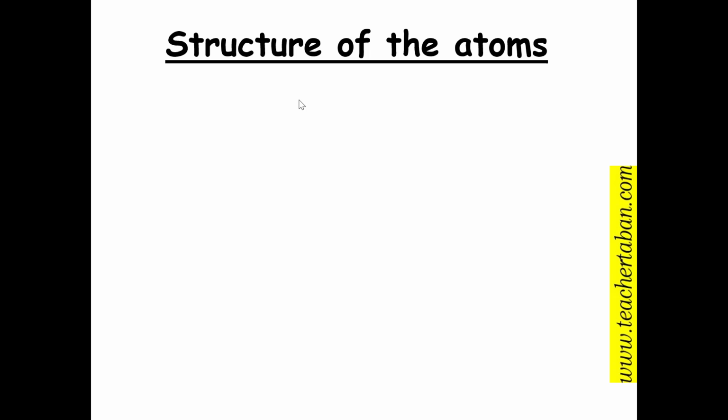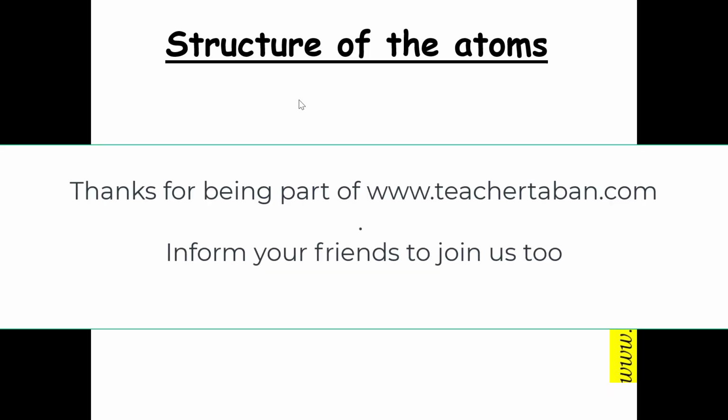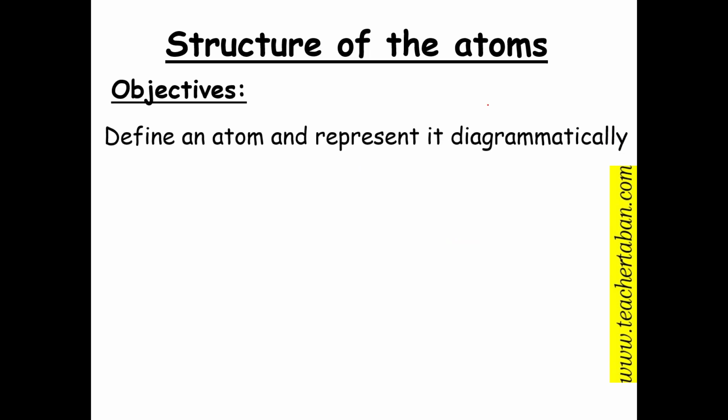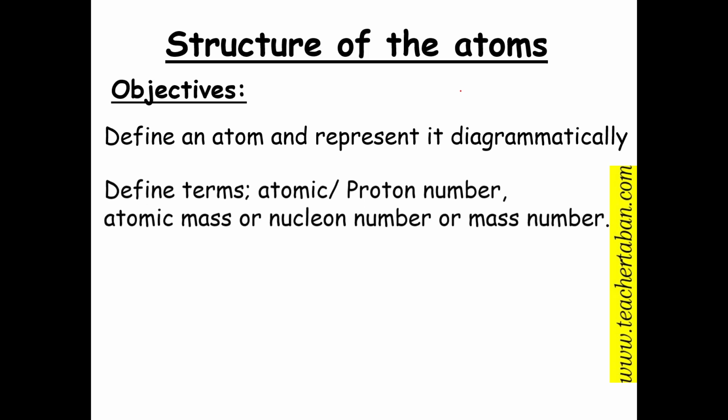So, modern physics, our first lesson is going to be the structure of atoms. I expect that by the end of the lesson, everyone should be able to define an atom, although I shall not emphasize this. Each one of us should be able to represent it diagrammatically. You must be able to define terms like atomic or proton number, atomic mass, or nuclear number, or the mass number. All of those are the same as well.